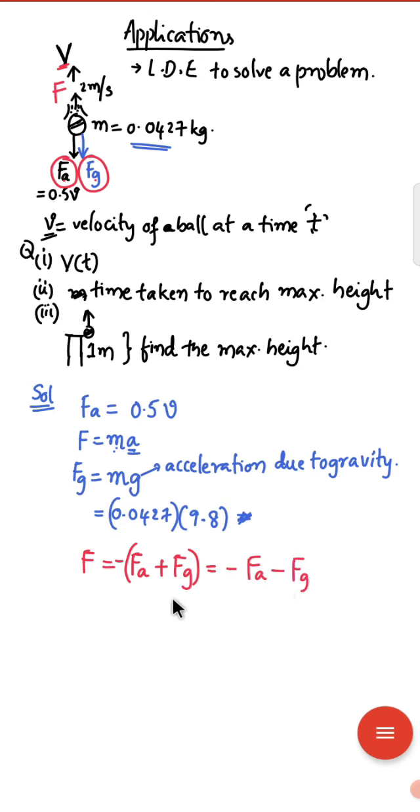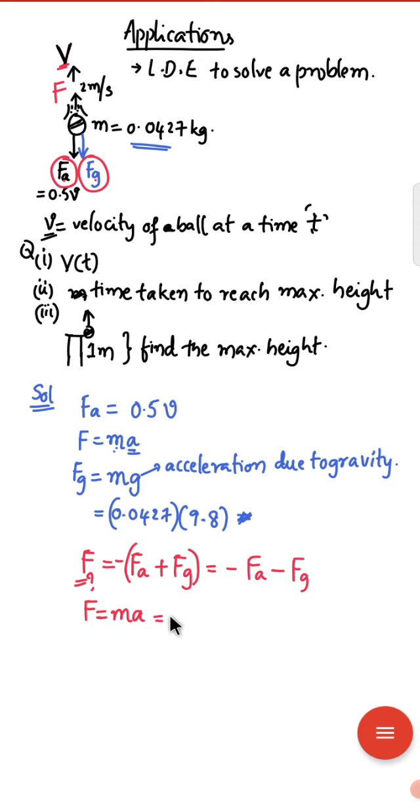Okay, now we will find what we can substitute in this force. So this capital F, as from Newton's law, we take the force is equal to m a, mass into acceleration.